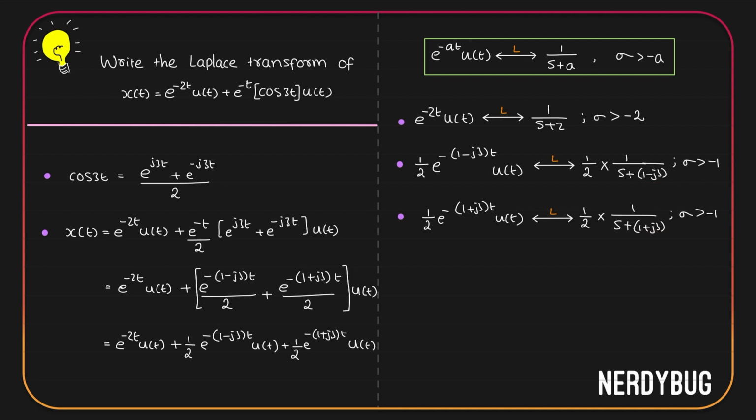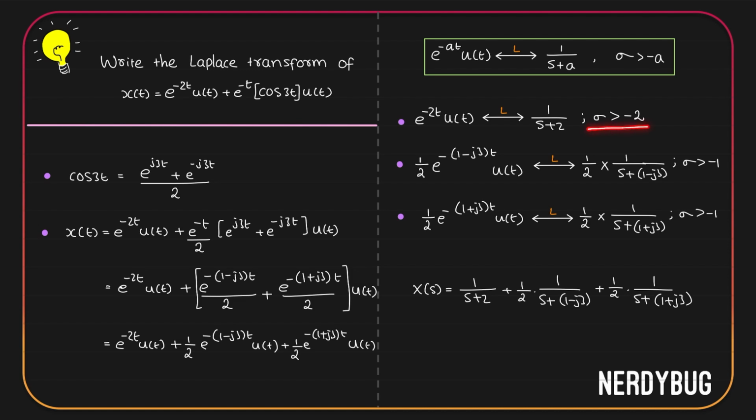Using all of this, we can write the Laplace transform of x of t. X of s will be equal to 1 by s plus 2 plus 1 by 2 times 1 by s plus 1 minus j3 plus 1 by 2 times 1 by s plus 1 plus j3. And we have to define the ROC.